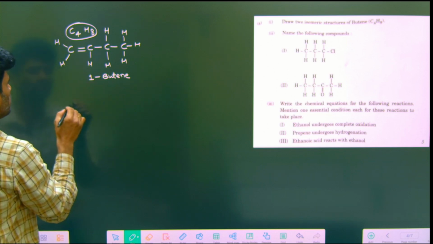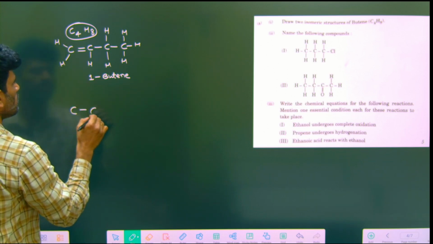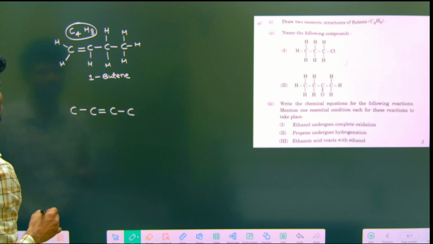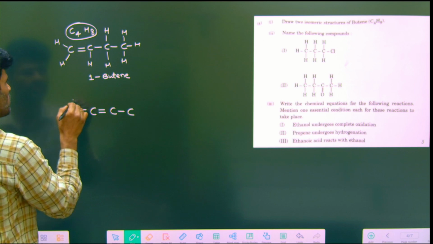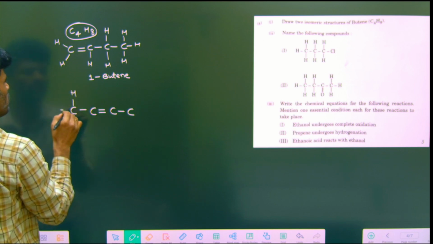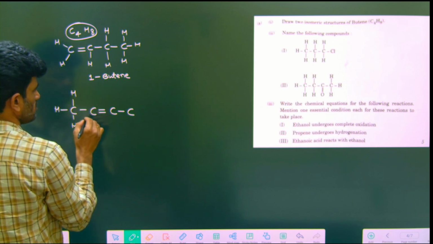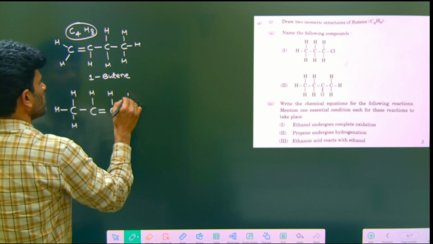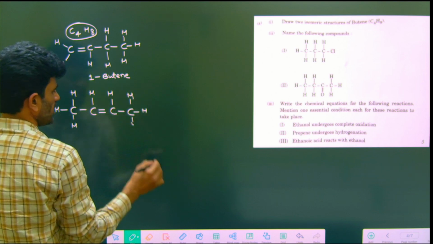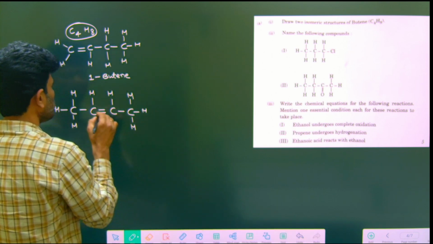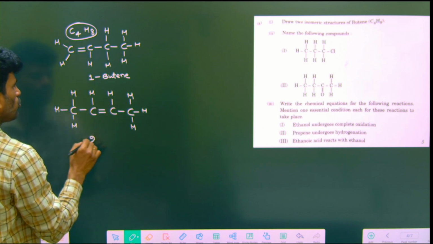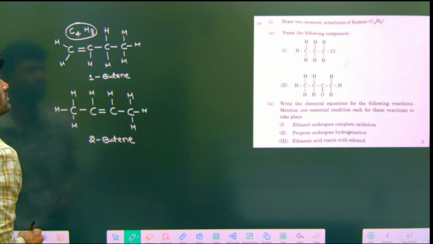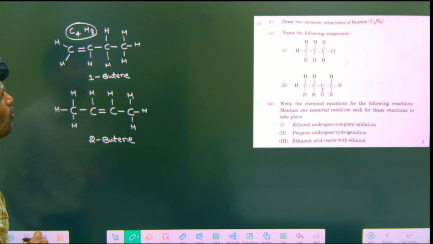Now coming to the next one, we can also draw like this. Now double bond is between second and third carbons. So here on the first carbon CH3, but the second carbon will be having only one hydrogen, third carbon also only one hydrogen. Again here 3 hydrogens. This is another structure for butene, but this is 2-butene. So these are 2 isomer structures of butene. Hope you understood this.